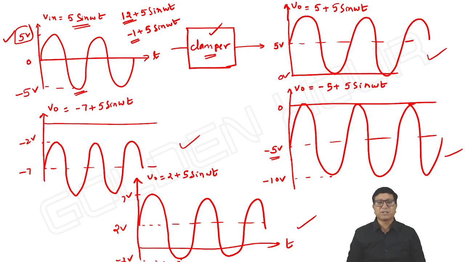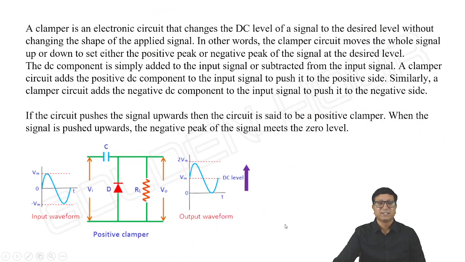So ultimately what we are doing is shifting the DC level of the given input. That's it. A circuit which performs this kind of operation is a clamper. Then see this. A clamper is an electronic circuit that changes the DC level of the signal to a desired level without changing the shape of the applied signal. First part, as I said. In other words, a clamper circuit moves the whole signal up or down to set either positive peaks or negative peaks at the desired level.